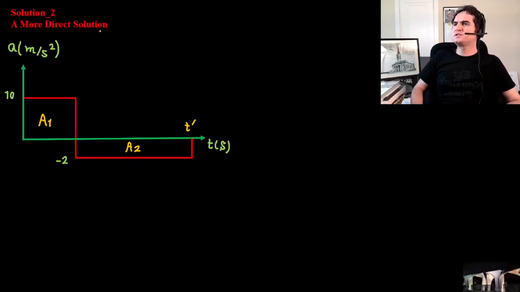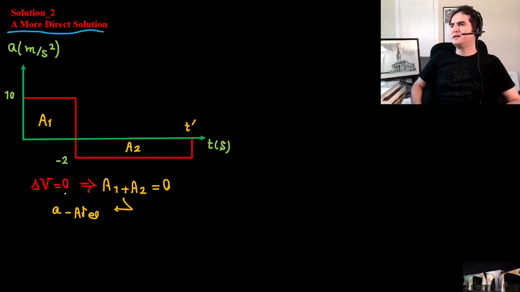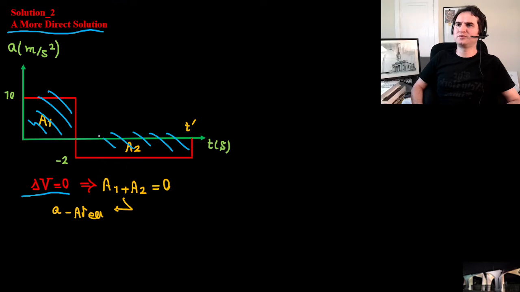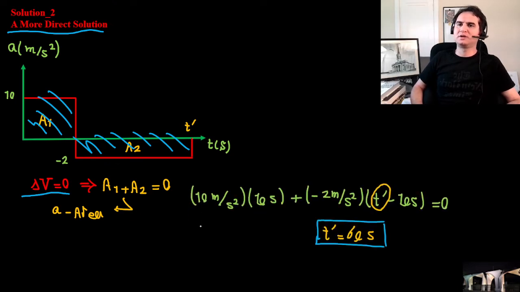We can solve this part with a more direct solution, and that is delta V is equal to 0, and delta V is the area under acceleration. So if you add up these two areas, A1 plus A2 goes to 0 because the car goes to rest. It stops, so delta V finally goes to 0. So A1 plus A2 should be 0, and they are the areas under the acceleration-time graph.